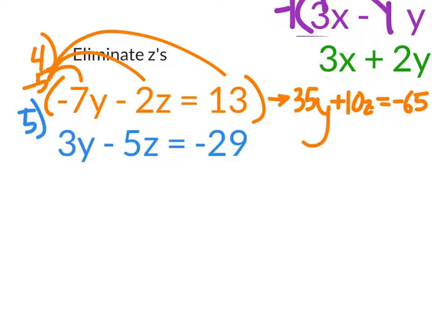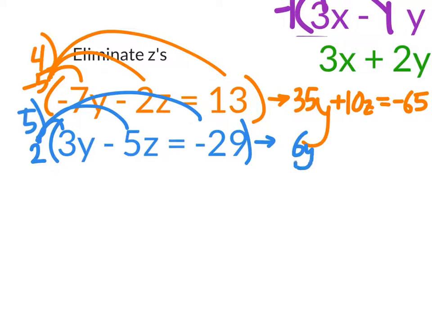Now I do need to change the coefficient of the z in the blue equation, equation number 5. And to do that one though, I'm just going to multiply it by 2 because its coefficient is already negative. So this is going to keep it as a negative, but it should be the opposite of the coefficient of z in the orange equation. So I'm going to distribute this 2 into the 3 terms in this one as well. So 2 times 3y would be 6y. 2 times negative 5z is negative 10z. And this equals 2 times negative 29, which should be negative 58.